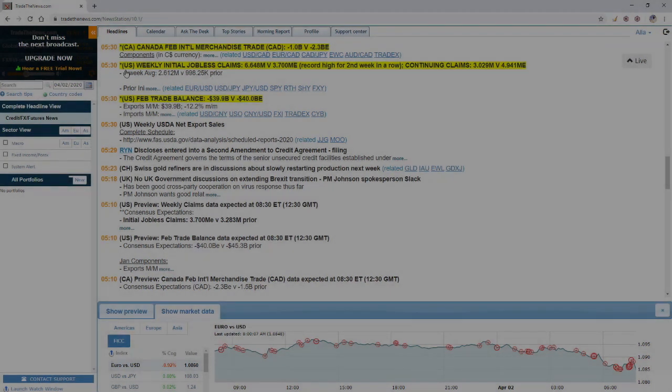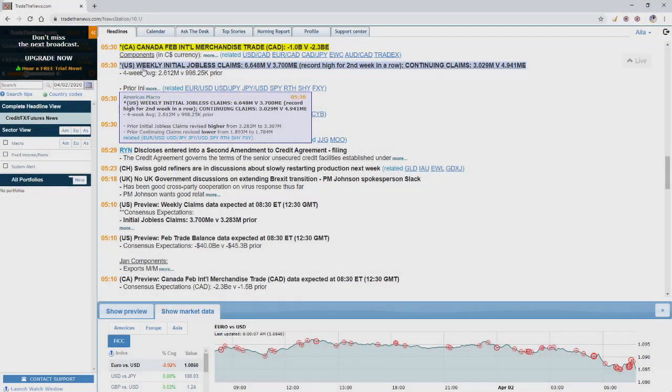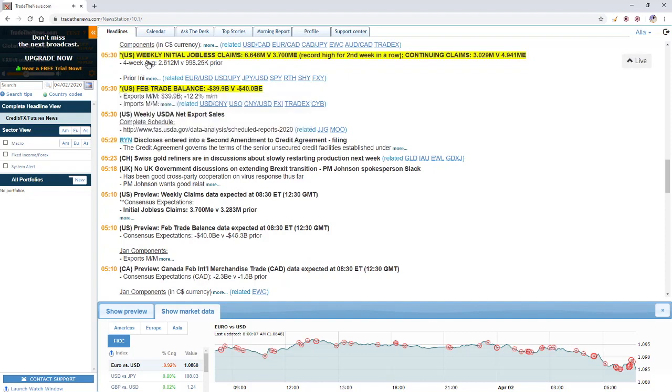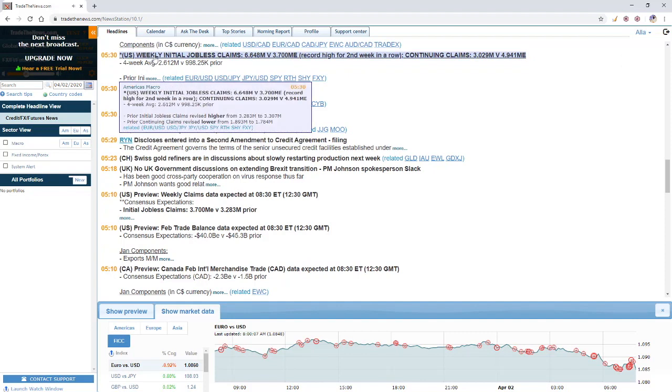Hello traders. This morning, an hour before market open, US unemployment data is one of the worst ever. 6.6 million Americans versus 3.7 million filed for unemployment amid coronavirus. This is absolutely horrific data.